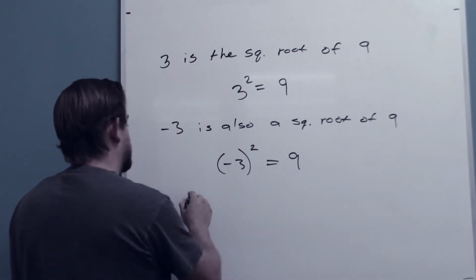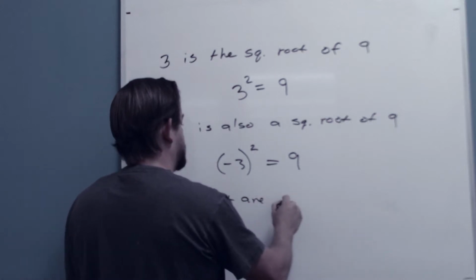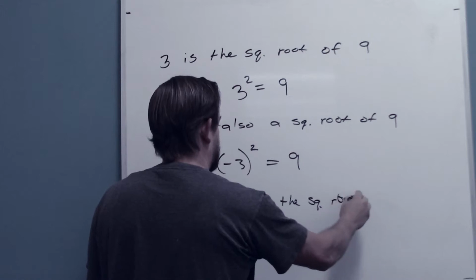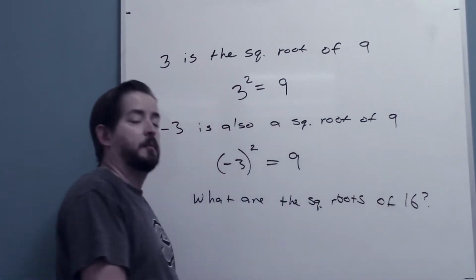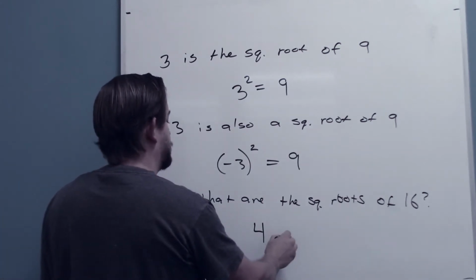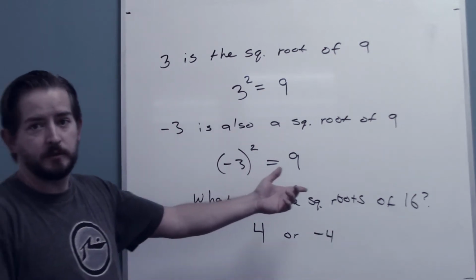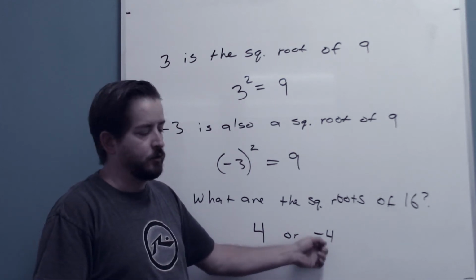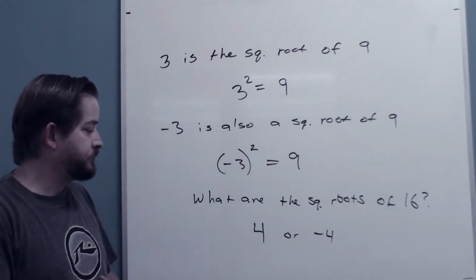So if you're asked, what are the square roots of 16? Some number that when multiplied by itself will give you 16. It could be 4 or it could be negative 4. 4 squared is 4 times 4, which is 16. Negative 4 squared would be negative 4 times negative 4, which is positive 16. There's two possible solutions here.